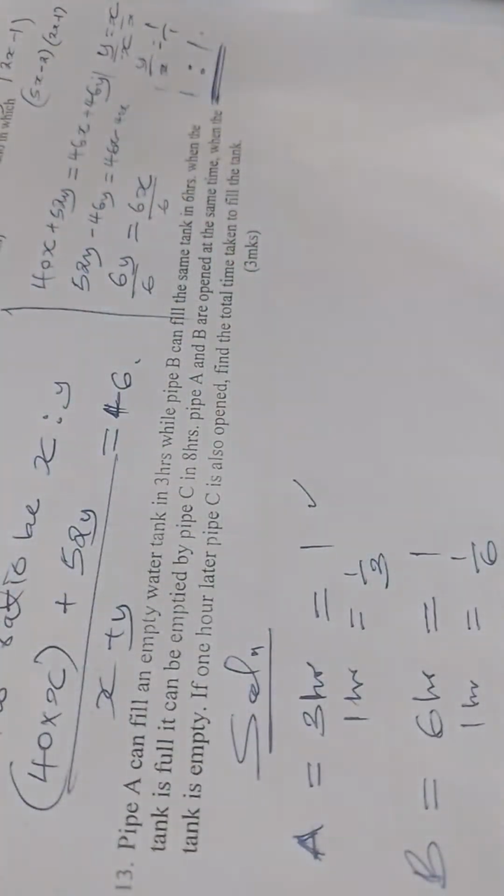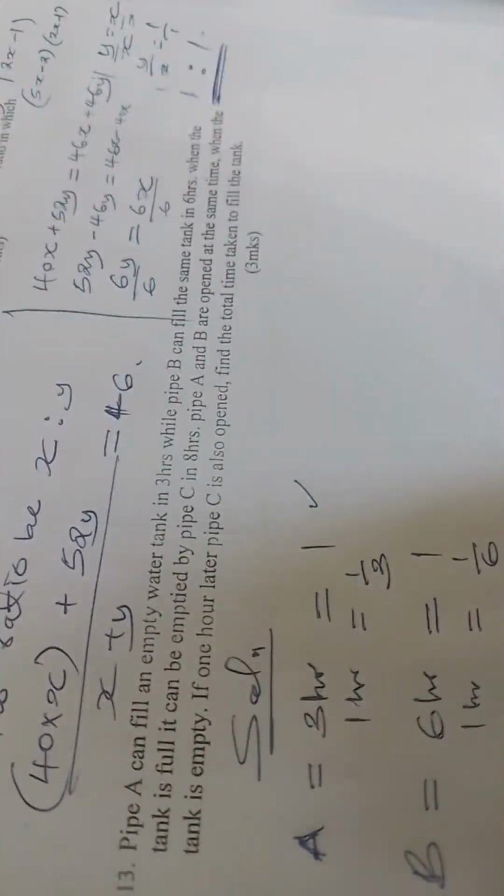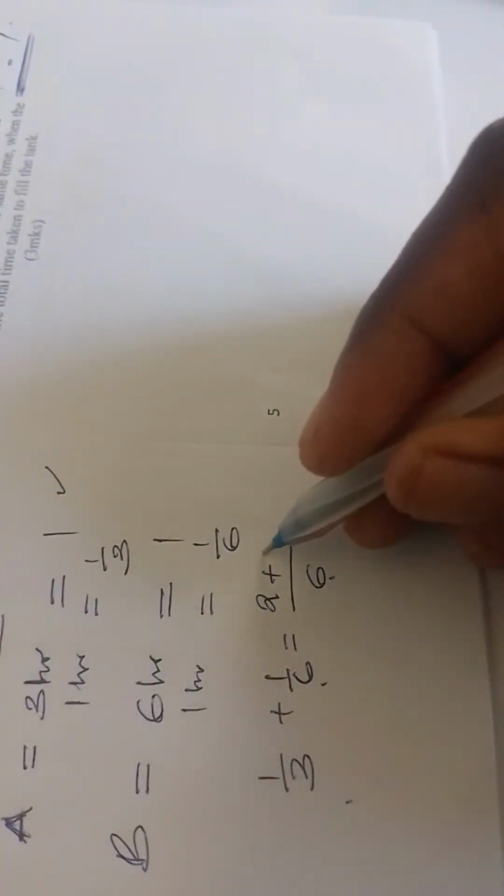So all these taps are open at the same time. You need to find the fraction that is supposed to be filled after 1 hour. So this one will take 1 over 3 plus 1 over 6. The LCM for this is 6. 6 divided by 3 is 2, plus 1. So this one will be 3 over 6, which is the same as a half.